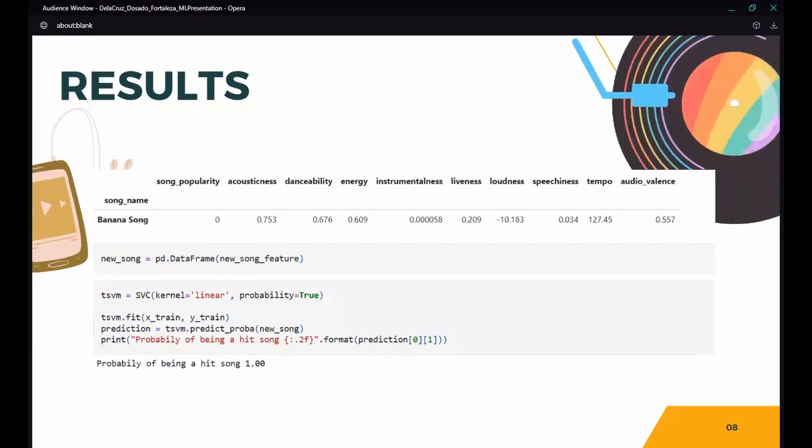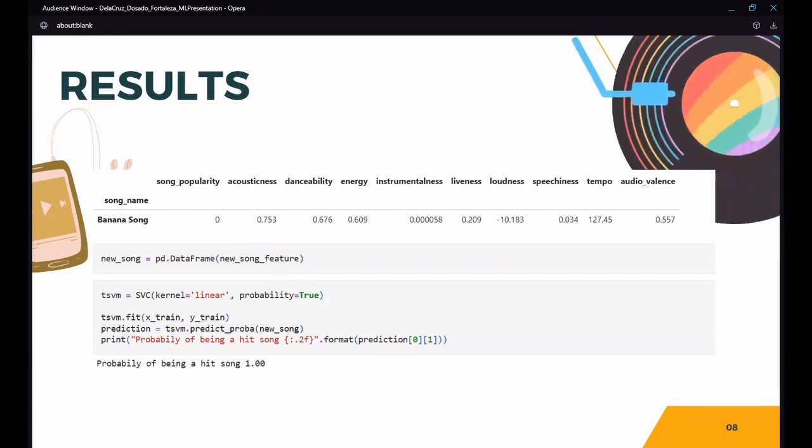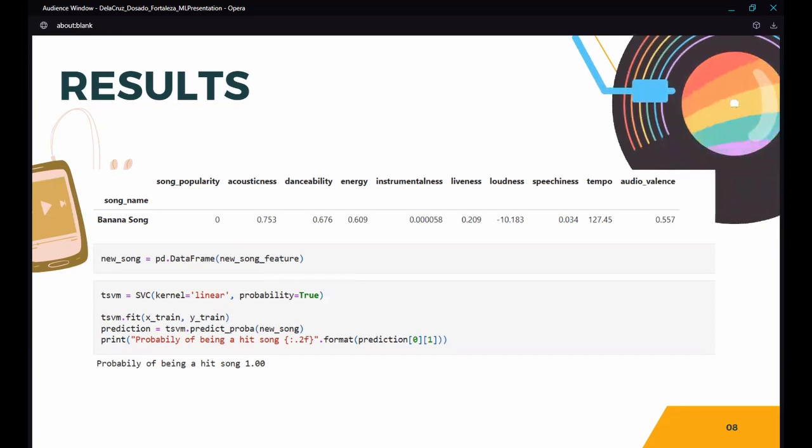So here, for instance, we have a song with given features. The result shows that the song is going to be popular. And if we look at the features, it actually has higher danceability, loudness, and a low instrumentalness, which resulted in such a result. Next.